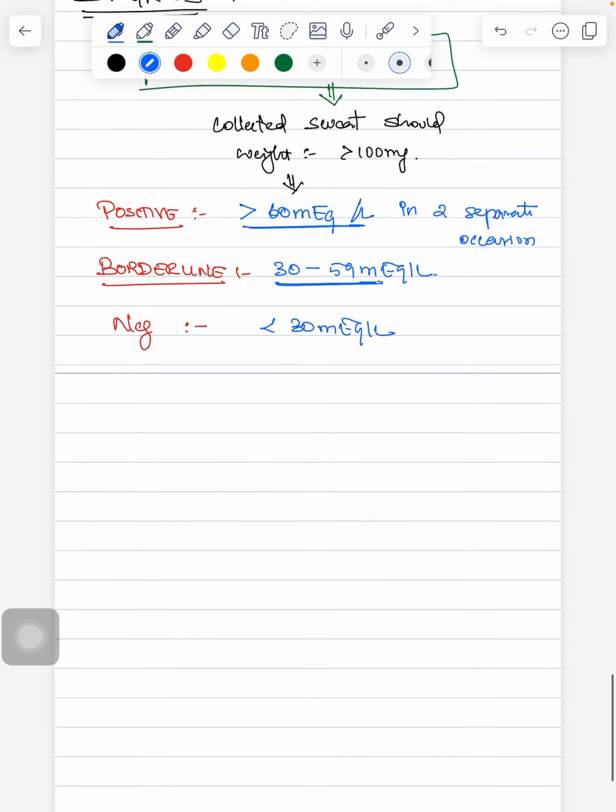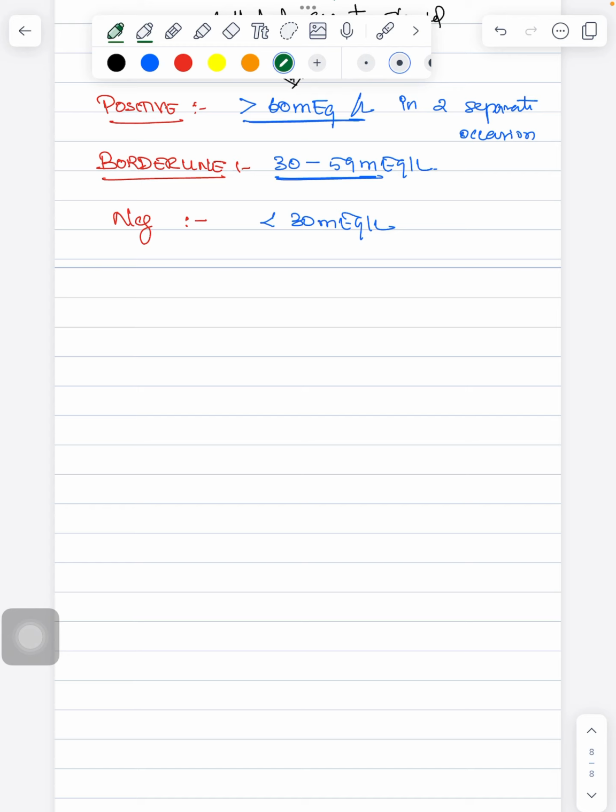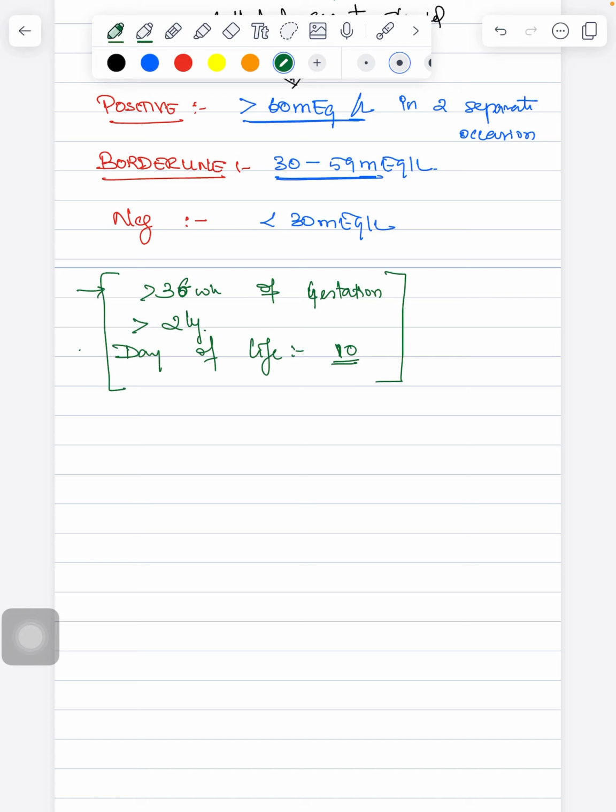Whom can you test? You can test all children. Supposing you are suspecting cystic fibrosis in the newborn period, you can do the sweat chloride test for a child who is more than 36 weeks of gestation, weighs more than 2 kg, and is at least 10 days of life. So it should be more than 10 days, more than 2 kg, and more than 36 weeks of gestation to test sweat chloride if you suspect cystic fibrosis in a newborn period.